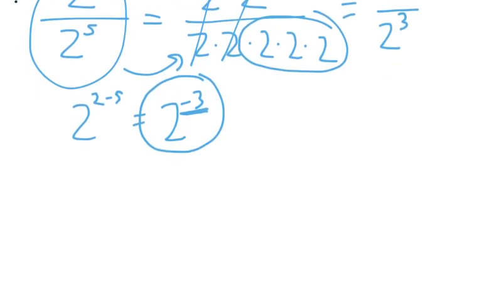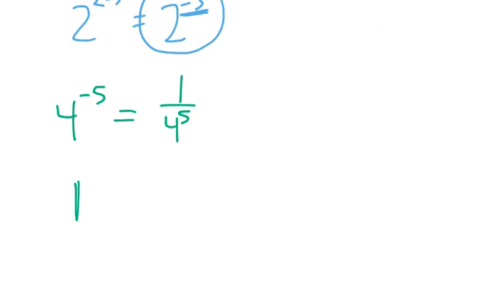So just to show you some more examples, let's say we had 4 to the negative 5. That's going to become 1 over 4 to the 5th. If you have 9 to the negative 2, that becomes 1 over 9 squared. And so negative exponents, while they look tricky, just follow one simple rule, which is you have to move them down to the denominator.